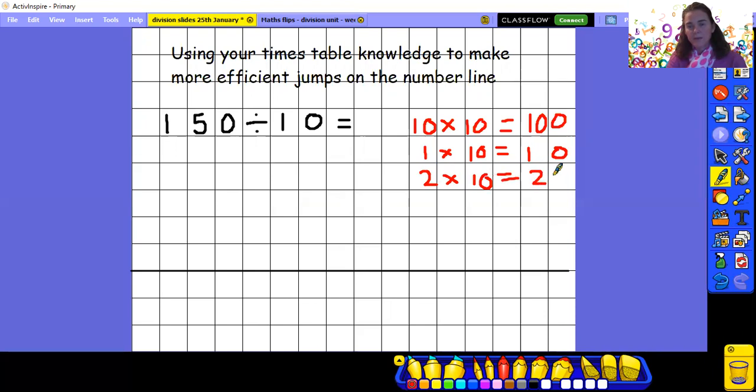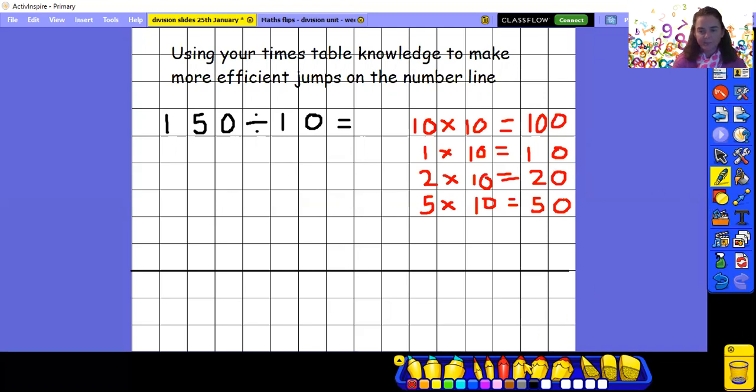Bear with me with my writing on the screen, it's quite tricky. Another one that might help us, 5 times 10. What is 5 times 10? Everyone call it out to the screen. 5 times 10 equals, hopefully you've all said 50. Well done.